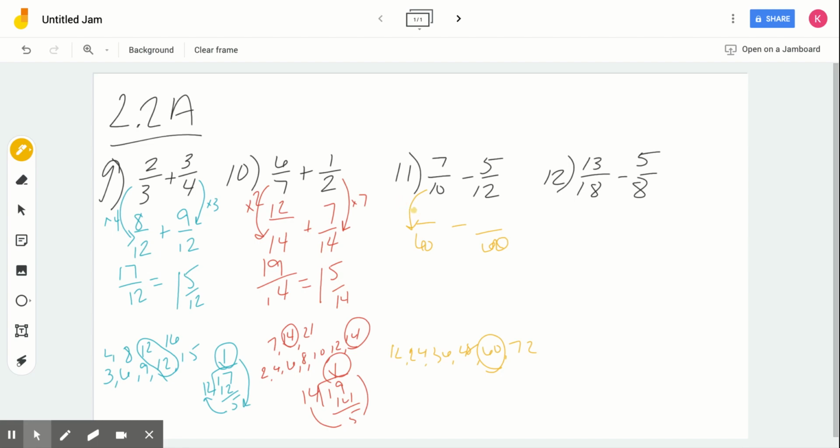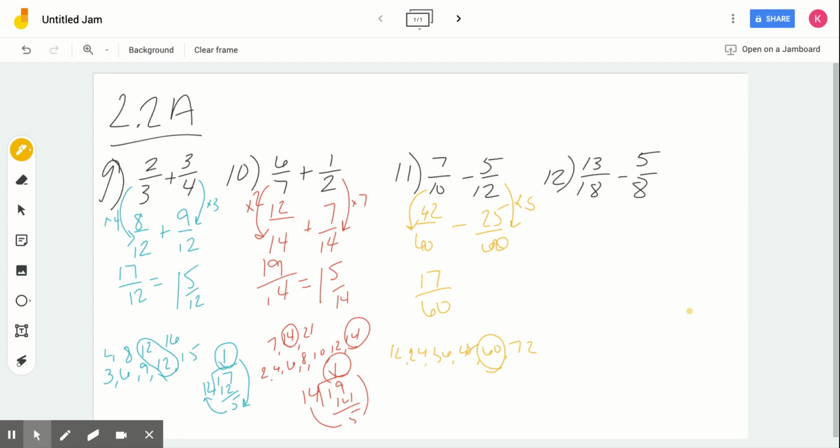Ten times 6 is 60, and 7 times 6 is 42. 12 times 5, 1, 2, 3, 4, 5 is 60. So 5 times 5 is 25. Now, when we subtract, 42 take away 25 is 17 over the denominator of 60. Now, 17 is a prime number, so this cannot be reduced.